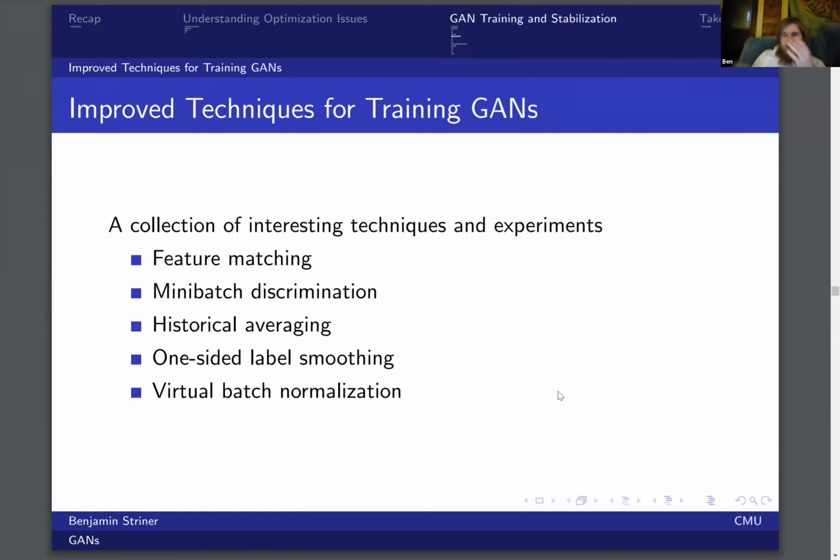Another interesting set of GAN techniques that people have tried. Improved techniques for training GANs is a pretty big paper with a couple of interesting ideas. And some of them might just sound like hacks, but you can actually get major improvements to your results by this.